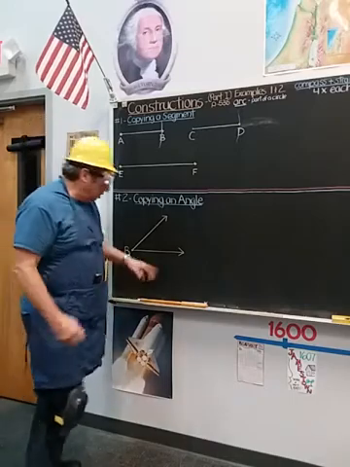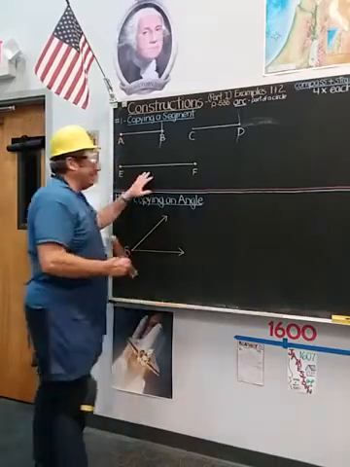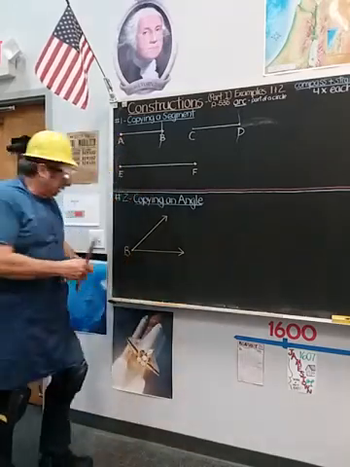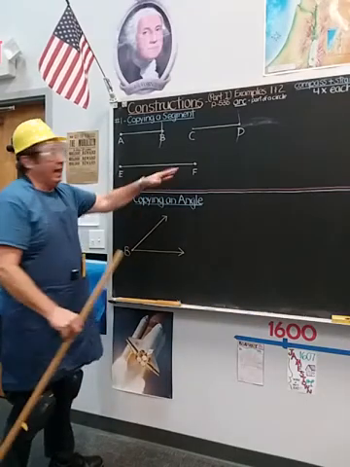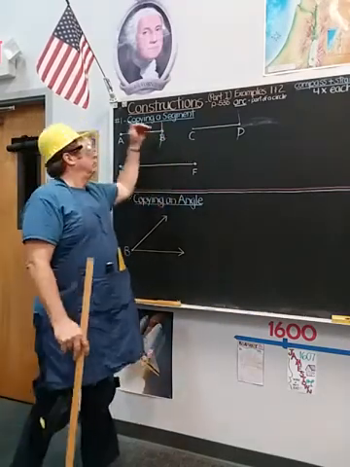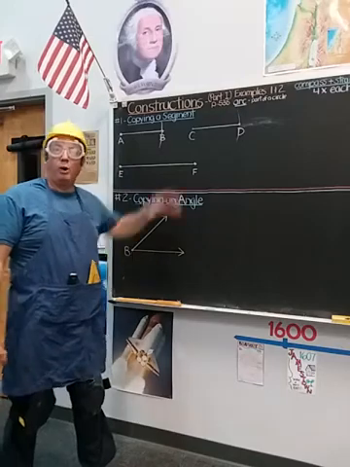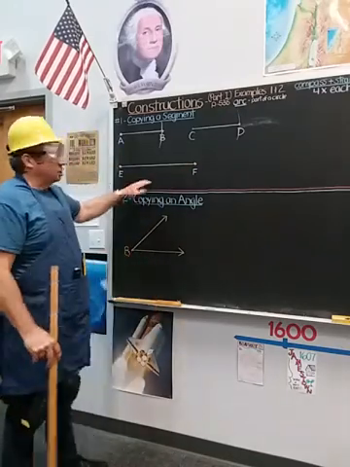Now let's try that again. How about EF, all right? So I just drew EF. You're going to do this 4 times. You're going to do 2 more and copy them, all right?